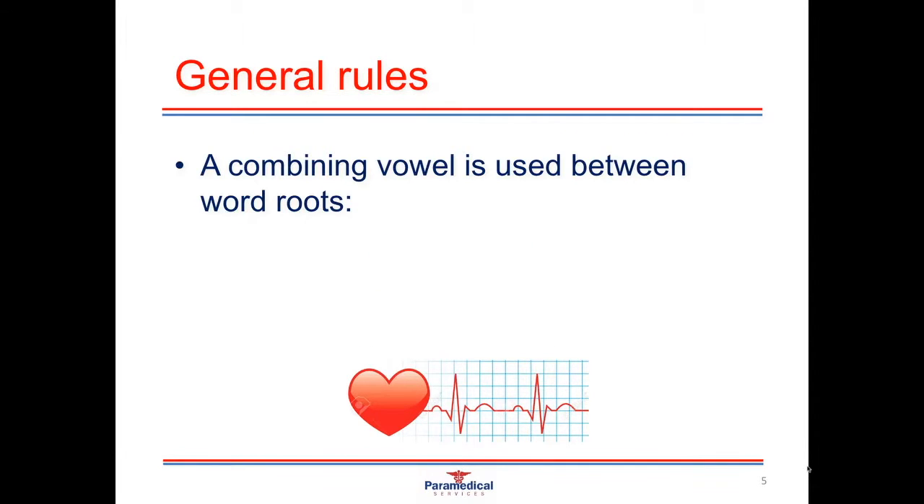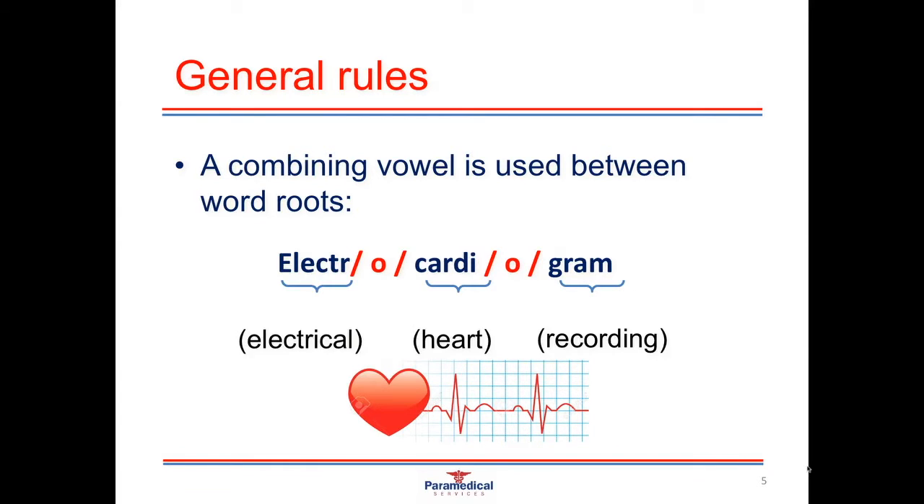We also use a combining vowel between two different root words. An example of this is the word electrocardiogram. Electric, meaning electrical, is one root word. Cardi, meaning heart, is the other root word. And gram is the suffix meaning recording.